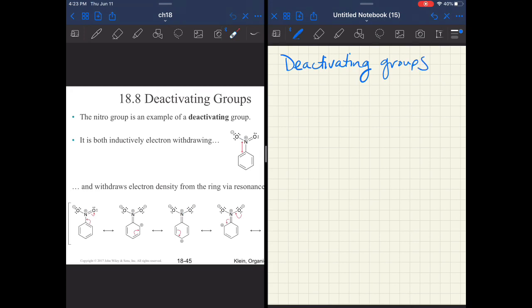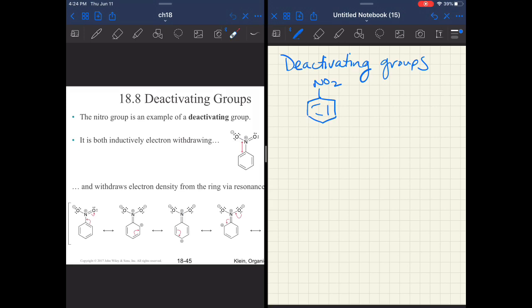Anything that's pulling electron density away is going to fall in this category, pulling electron density away inductively and through resonance. Something like a nitro group is deactivating. They also slow the reactions down. So while you can't do Friedel-Crafts, you could still put a bromine on. This is going to be slower than if you just had benzene by itself.